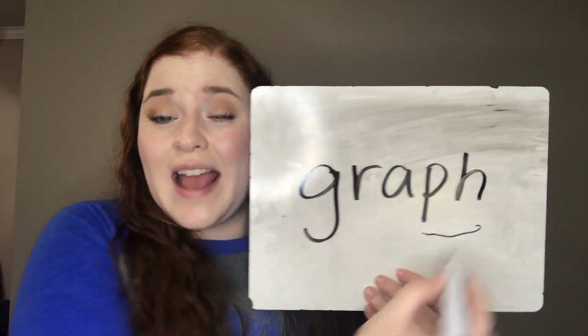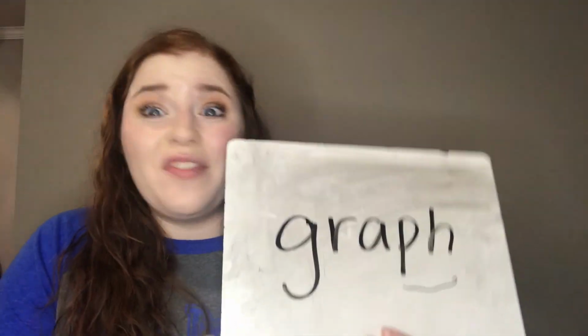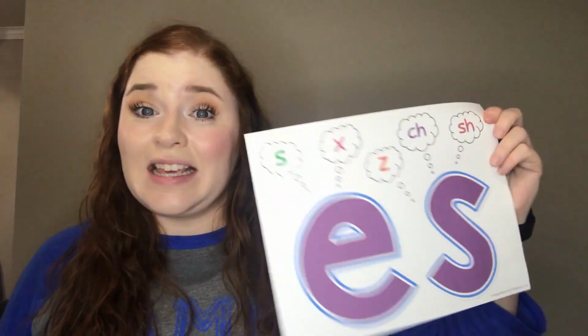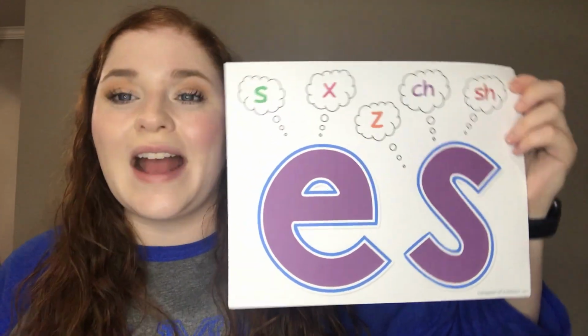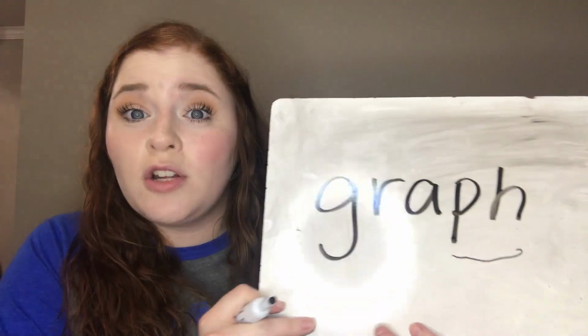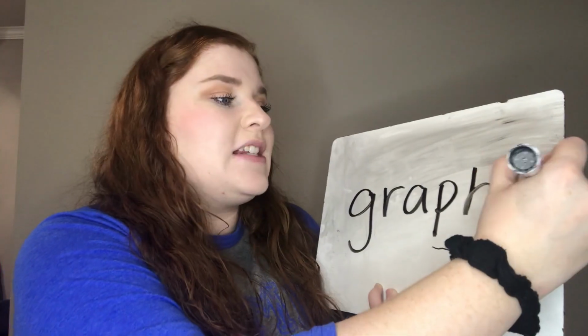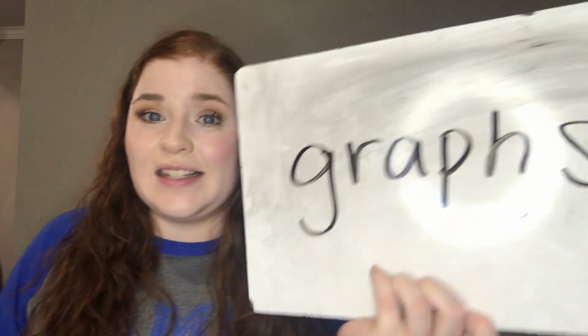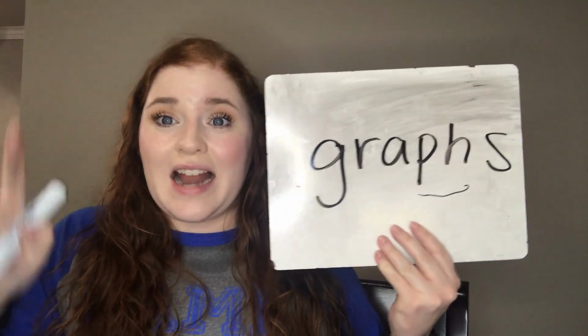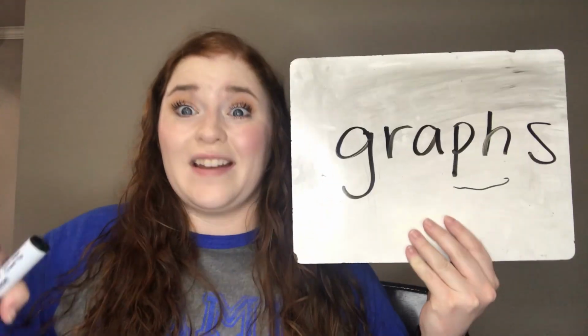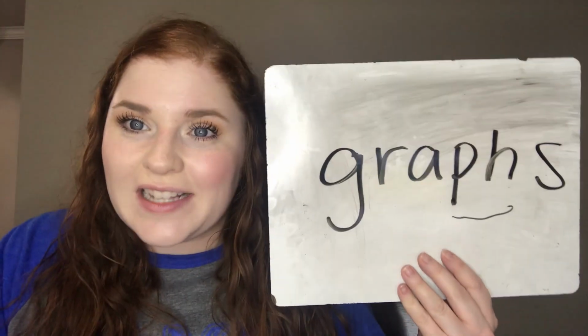I see that our word ends in PH. Well, that wasn't on our list for adding ES, because it had to end in S, X, Z, CH, or SH to add ES. So I know that to make this word plural, all I need to do is add just a single S. So now my word is graphs, meaning that I have more than one. Awesome job. Let's move on to the next word.